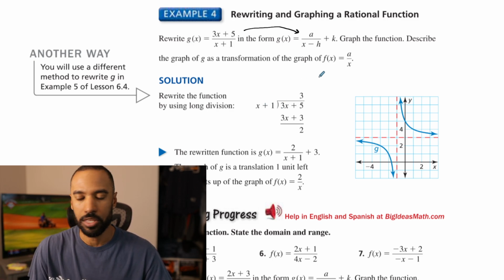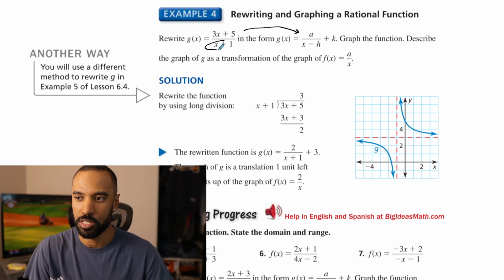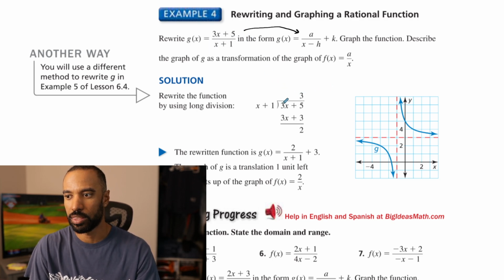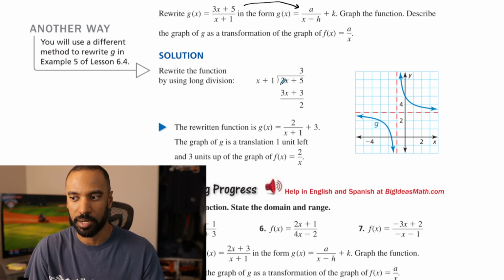Now, I'm fine with either here. You can do long or synthetic. Because it's dividing by a linear function, synthetic's totally fine. It's kind of up to you. They chose long division here, and I'm not going to get deep into how long division works, we practiced this already, but you get a quotient of 3 and a remainder of 2.